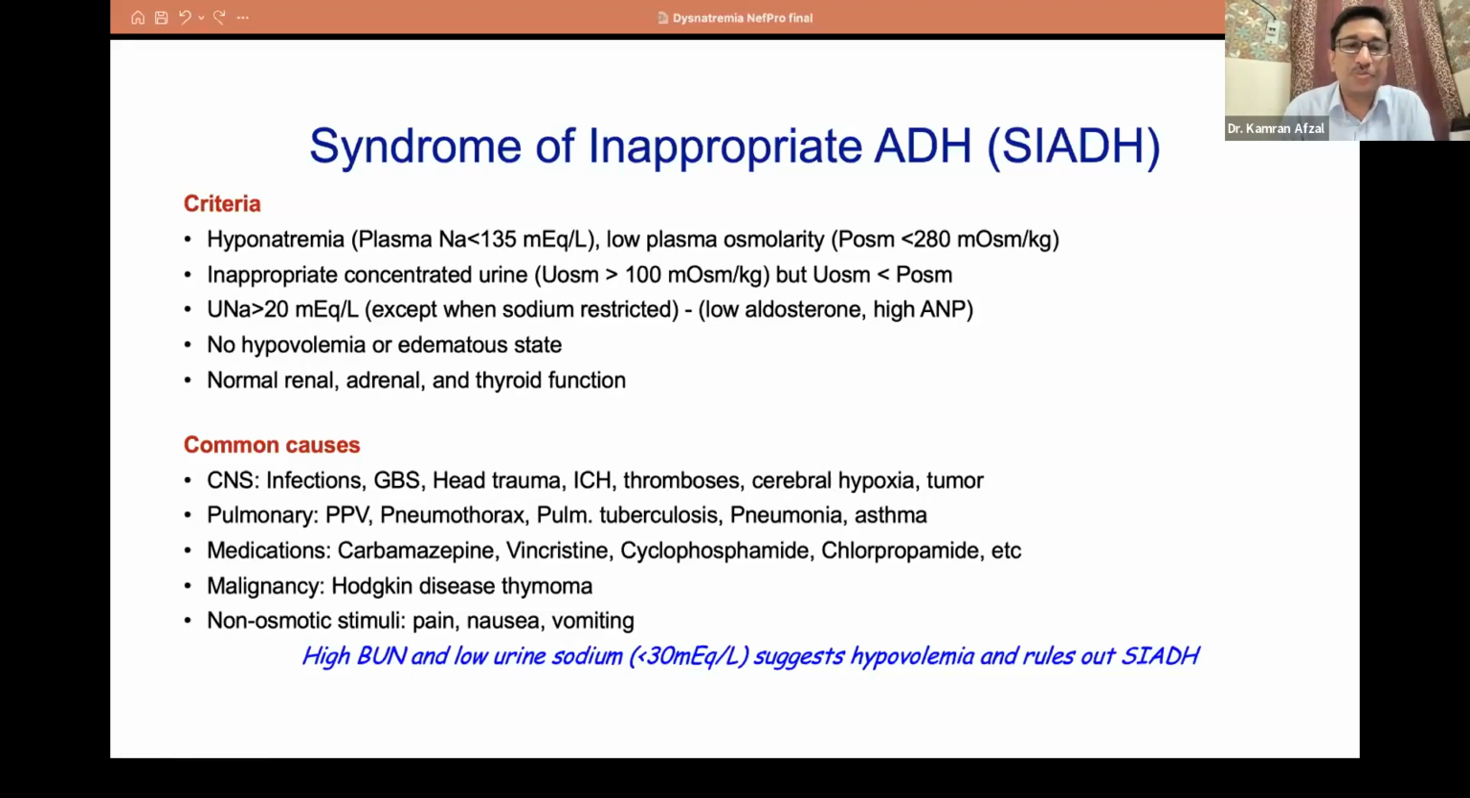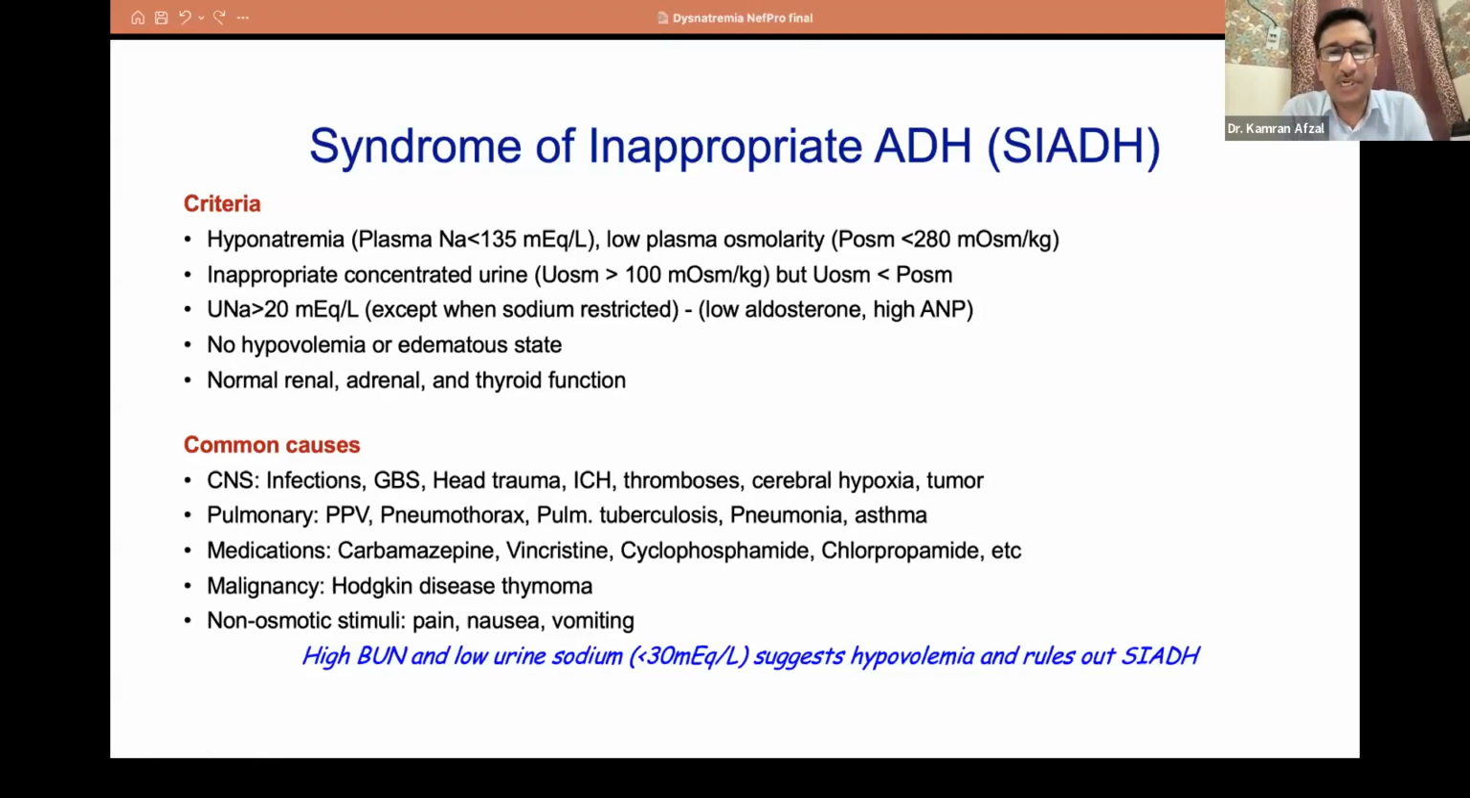They are not hypovolemic. There are no edematous states. And of course, the diagnosis requires that the patient doesn't have any other systemic, like adrenal or renal, involvement. There are several causes for this condition, but there are a lot of non-osmotic stimuli like pain, nausea, and vomiting, which are very common in pediatric patients, particularly critically ill patients.